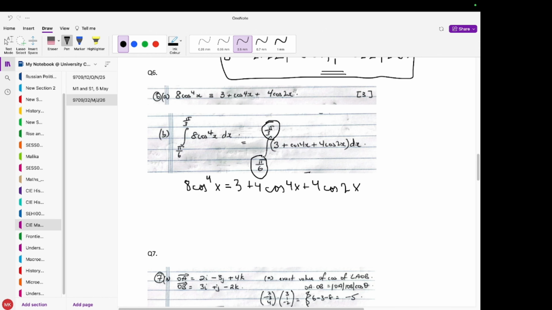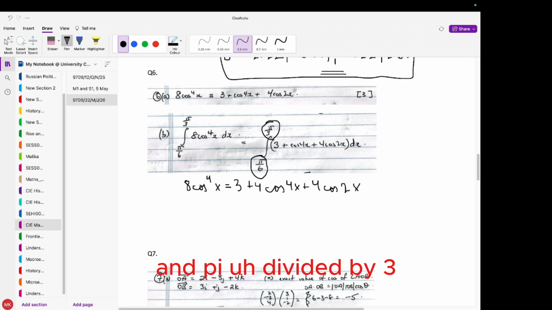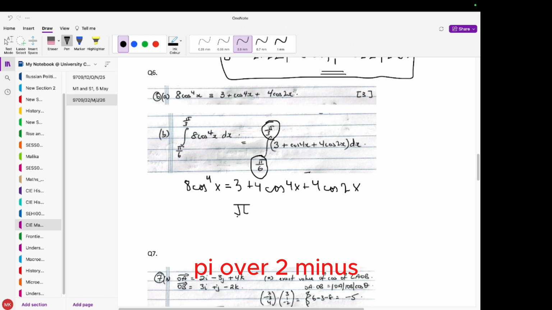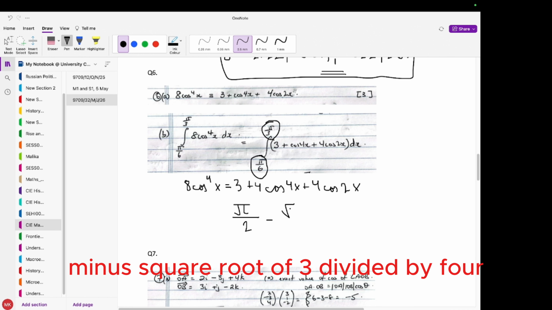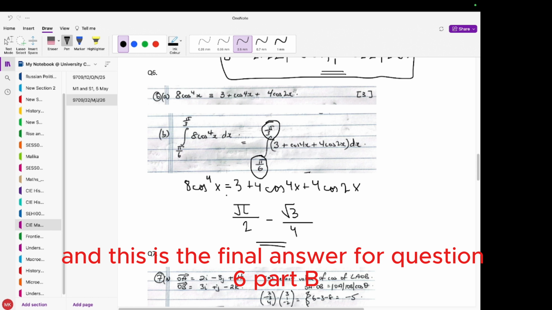integrate between the following bounds of pi over 6 and pi divided by 3, you should get the following answer: pi over 2 minus square root of 3 divided by 4. And this is the final answer for question 6, part B.